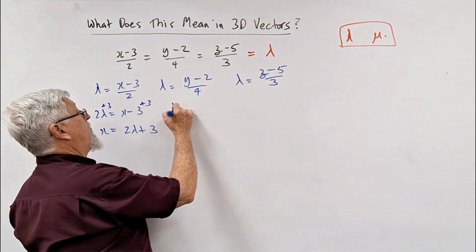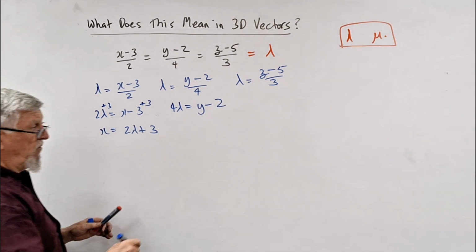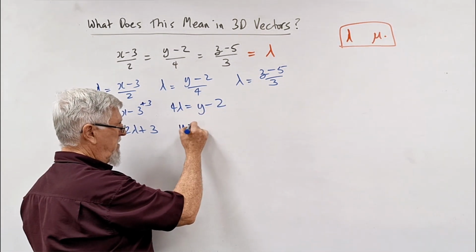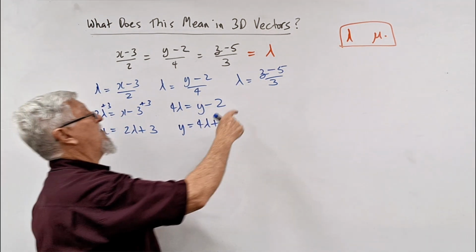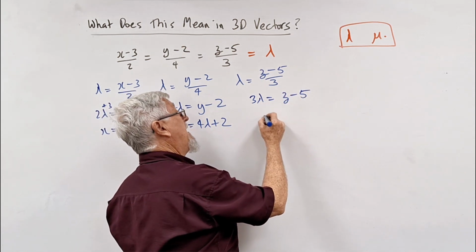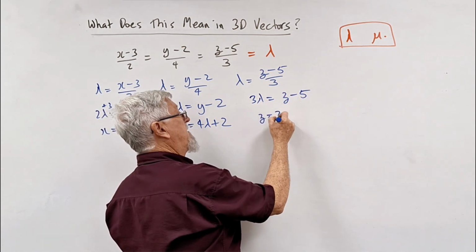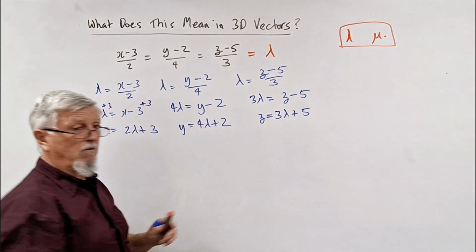Okay, that one is 4 lambda equals y minus 2. Multiply both sides by 4. And then I'm left with y equals 4 lambda plus 2. And then I've got 3 lambda equals z minus 5, and I've got z equals 3 lambda plus 5. Let's have a look at what we've got there.